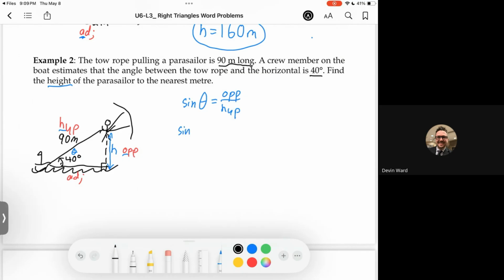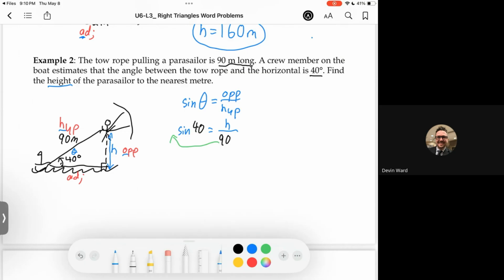So sine of 40 degrees is equal to my height, H, all over 90. That's H for height, not H for hypotenuse. Again, this is similar to the last one where the variable that I'm looking for is on the top. So I can bring the 90 over, and I'm just going to flip the sides that H and everything's on, just to make it read a little nicer.